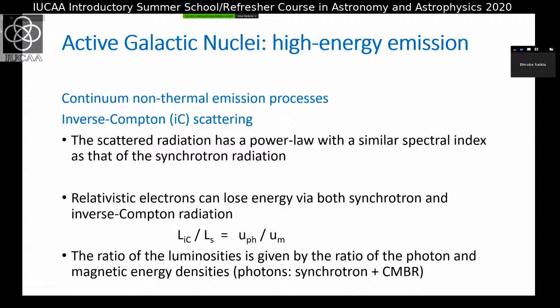But the importance of whether the losses are due to inverse Compton losses or synchrotron losses depends on the ratio of the photon energy densities and the magnetic energy density. And as I mentioned a little while ago, the photons could be either synchrotron photons present in the radio lobes themselves, or it could also be the cosmic microwave background radiation.